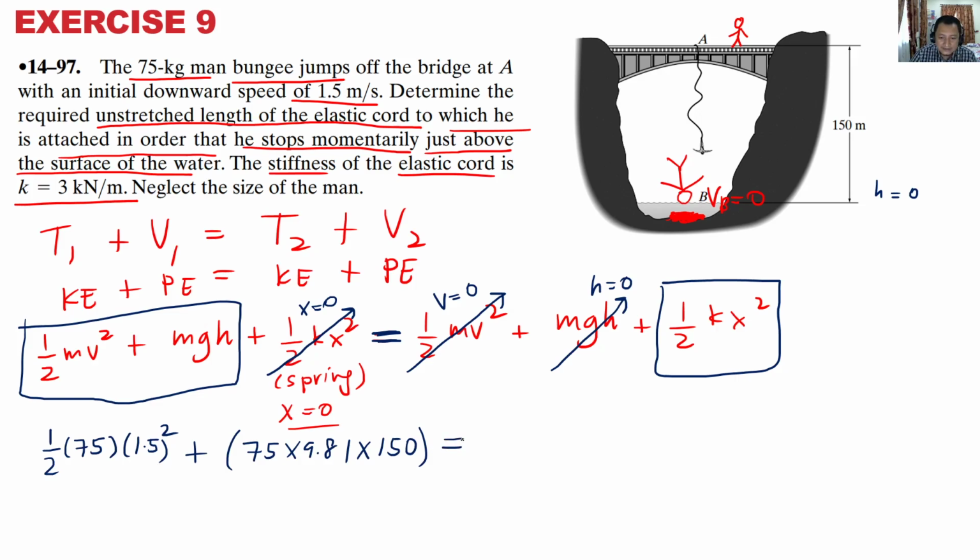Equals half times 3 kilonewton per meter. Convert, don't forget, 3000 x squared. Determine the required unstretched length.